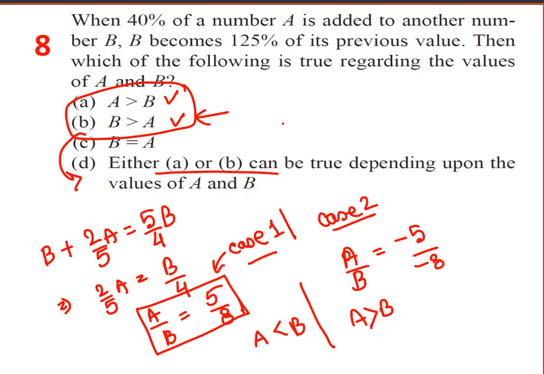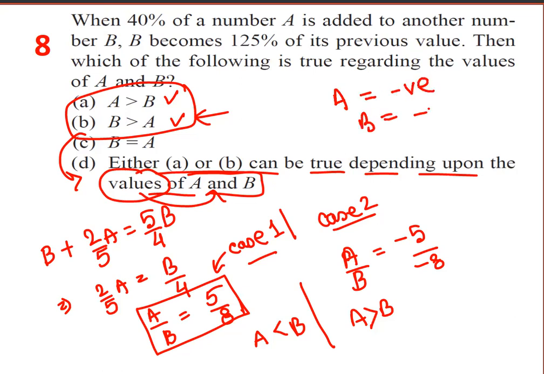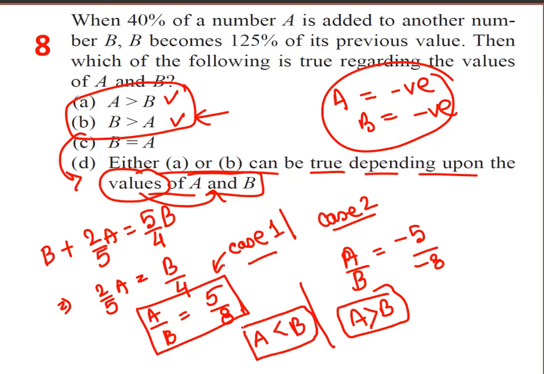I just marked option B, but then I realized that wait, there is another option, either A or B can be true depending upon the values of A and B. Now when my eyes caught this option, values of A and B, I immediately understood that A can be minus, B can also be minus, right? So when both the values can be negative, then our option can change. Then it can be A greater than B. So sometimes it can be B greater than A when both the values are positive, and sometimes it will be negative. When the values are negative, then it will be this. So both option A and B.